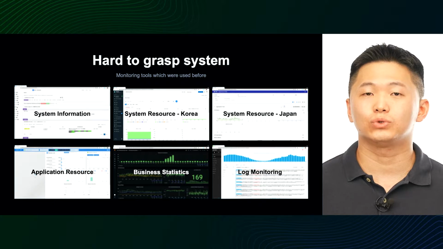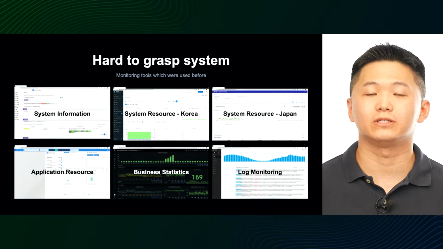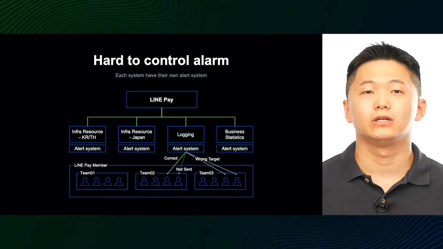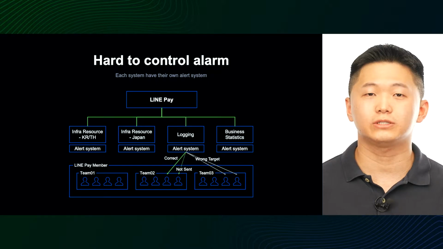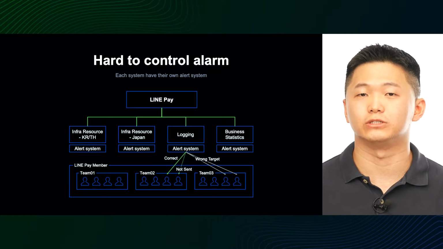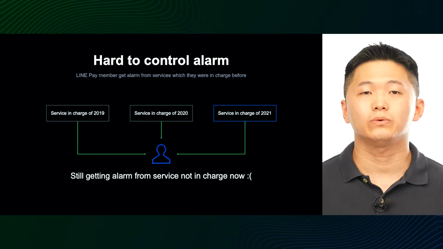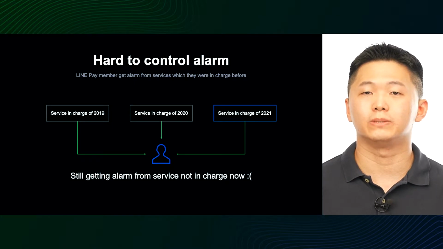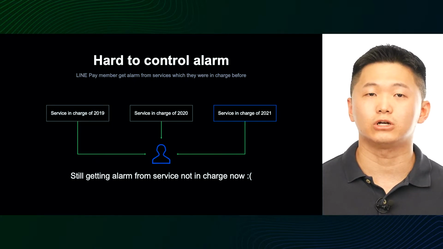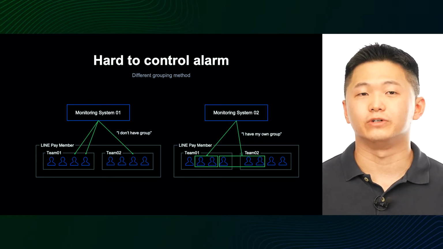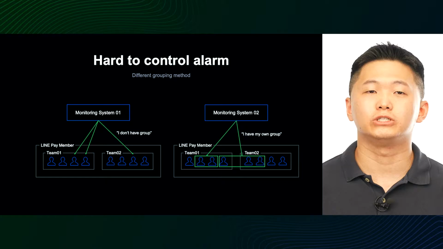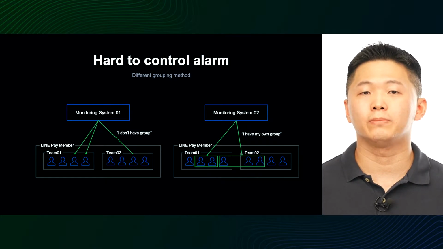Those are monitoring tools that I used before. I visited them every day. And those have their own alert systems. It is hard to control alerts because each alert system has different settings and functions. So, it was common for Line Pay members to receive alarms of services they were previously in charge of. And the way of grouping members is different. So, if Pay members want to change an alarm, they need to change it manually at each system.